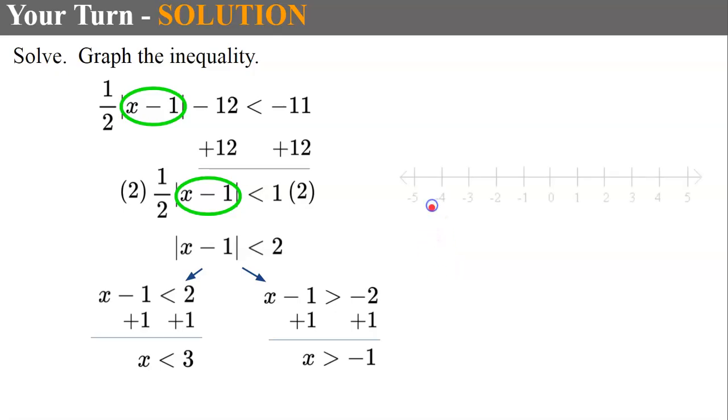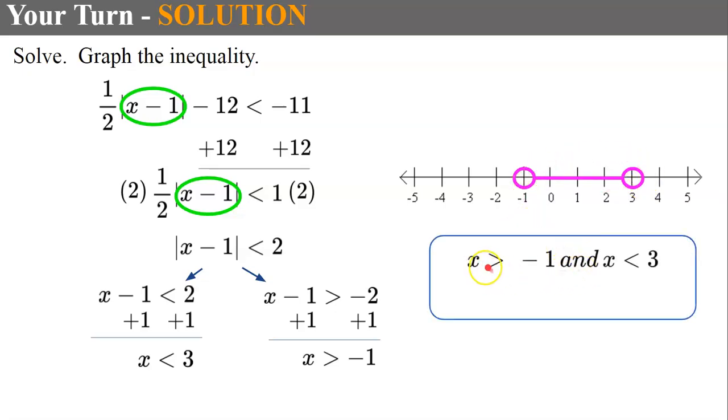Now we need to graph. Here's our number line. I need an open circle on 3 and shade it to the left for less than. I need an open circle on -1 and shade it to the right for greater than. So this is our intersection of our two inequalities. So it is an and. x is greater than -1 and x is less than 3. Or you could answer -1 less than x less than 3.